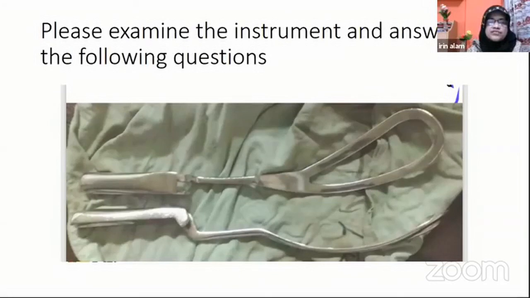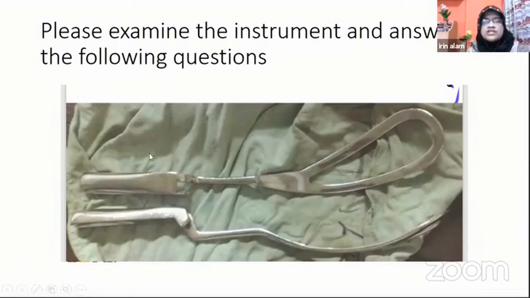Examine the instrument and answer the following question. This is a forceps. There may be a question: what are the prerequisites for forceps delivery? Prerequisites are like those of the Pentos. What may be the complications? There may be maternal complications and fetal complications. Maternal complications may be tear of the vagina, cervix, perineum. Perineal laceration may occur, and excessive bleeding, that is PPH. And fetal complications: there may be scalp injury, scalp hematoma, cephalhematoma by this instrument.